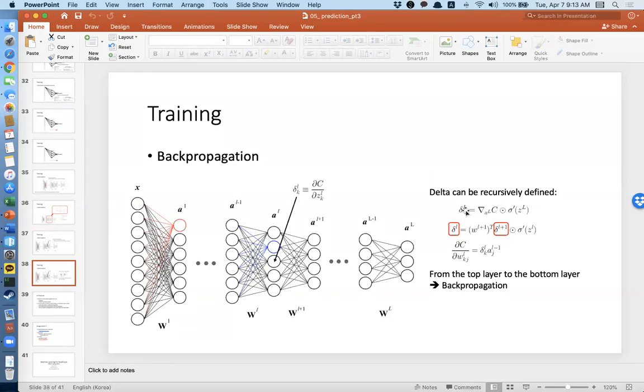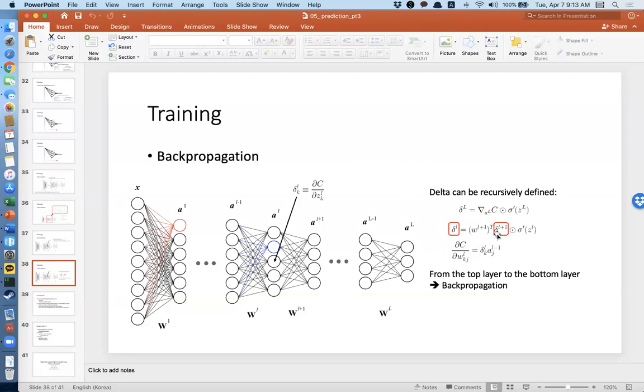Delta L, at the top layer, is defined as the rate of change of error when you start manipulating the values here. So it will look like this. Basically, it's just the gradient of C times the derivative of the activation function. So the delta at the top layer can be defined like this, and the delta in the middle layers, the intermediate layers, anywhere, can be defined like this. You can see that delta L has a term delta L plus one in the middle.